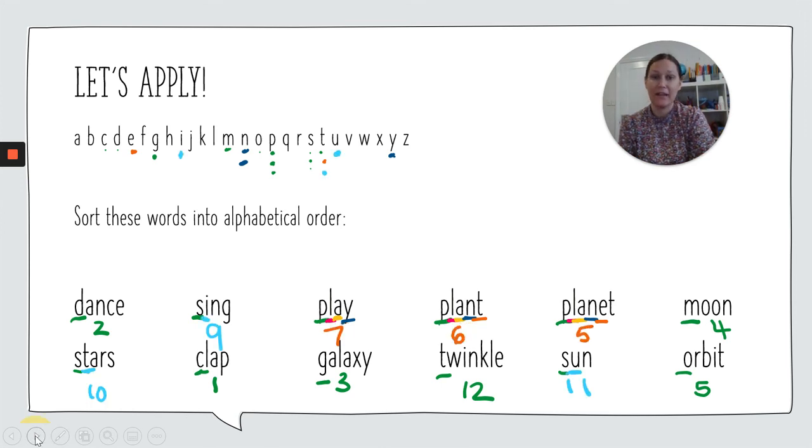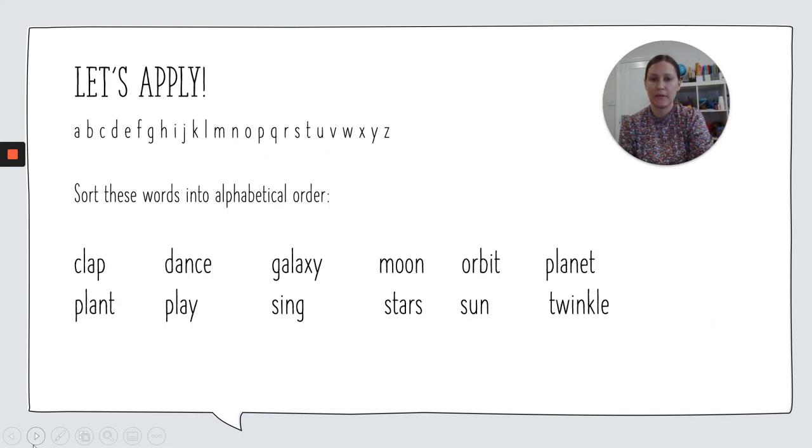We're nearly there. Let's do the words starting with S now. Same thing, I'm going to look at the second letter: I, U, T. I'll put a dot underneath: I, T, U. Which means that the one that has S-I, sing, will be number 9, S-T, stars, will be number 10, S-U, sun, will be number 11. So that's our list in order: clap, dance, galaxy, moon, orbit, planet, plant, play, sing, stars, sun, and twinkle.